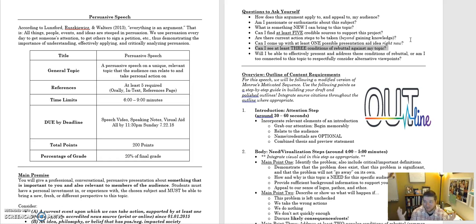Like, we need oxygen to breathe. So that would not be a good persuasive speech topic. Okay? So just some things to ask yourself as you're working through. Students who work through this tend to set themselves up for success.